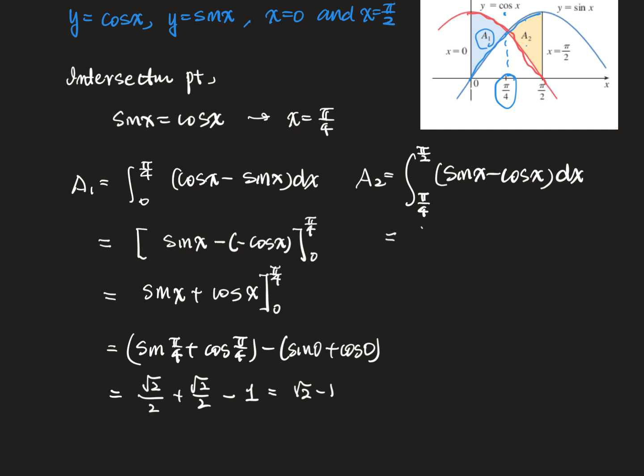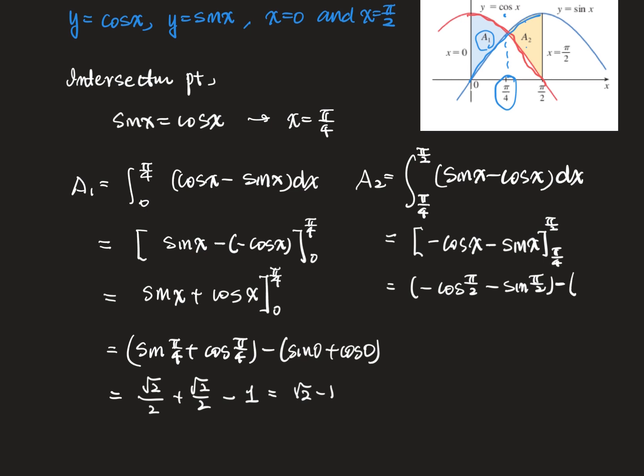Same process. What is the antiderivative of sine? That's negative cosine x. The antiderivative of cosine is sine, so negative sine x, from pi over 4 to pi over 2. You plug in: negative cosine pi over 2 minus sine pi over 2, minus the quantity negative cosine pi over 4 minus sine pi over 4.